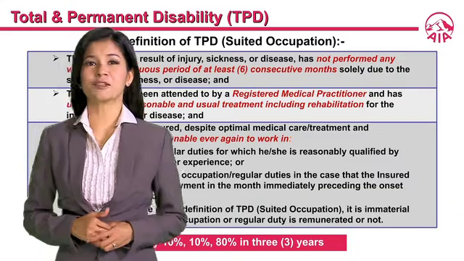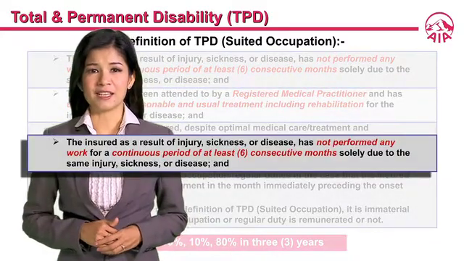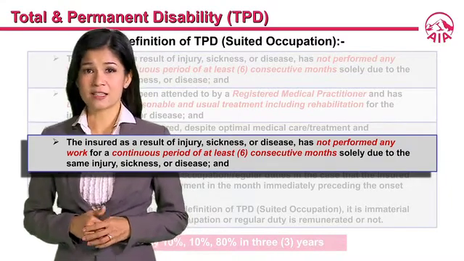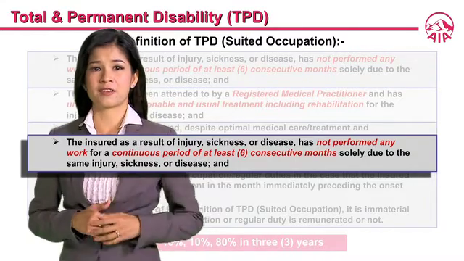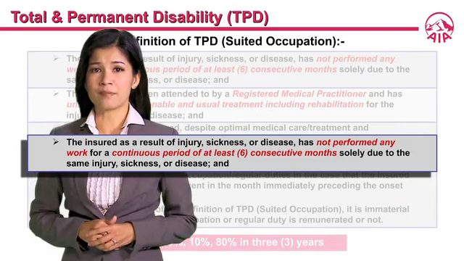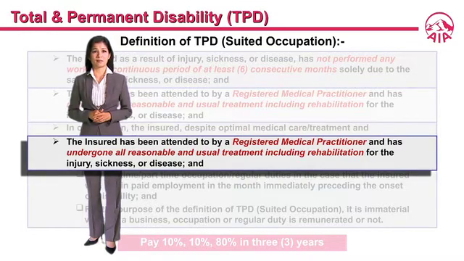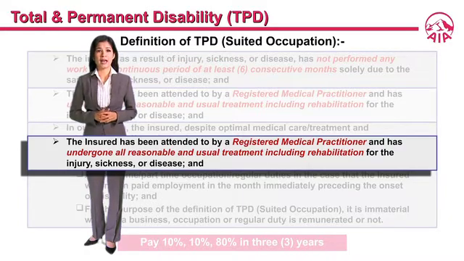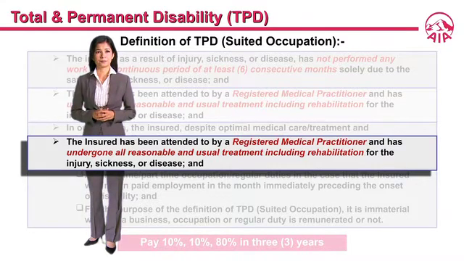The last definition of total and permanent disability is about suited occupation. In this definition, the insured as a result of injury, sickness or diseases has not performed any work or occupation for a continuous period of at least 6 consecutive months solely due to the same injury, sickness or diseases. Of course, the insured has been attended by a registered medical practitioner and has undergone all reasonable and usual treatment including rehabilitation for the injury, sickness or diseases suffered.